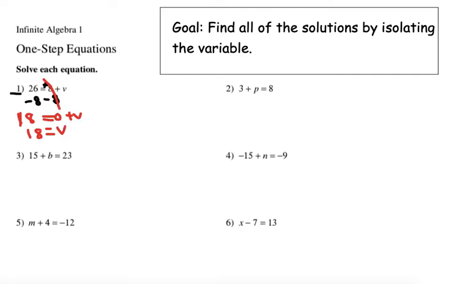At any time, you can always go back and check your answer, and you do that with the original equation. If I were to replace the v with an 18, 18 plus 8 is absolutely equal to 26. Yippee, we did it. So our solution is v equals 18. V is the number that when you substitute it into the original equation will give you a true statement. 26 equals 8 plus 18, that's true.